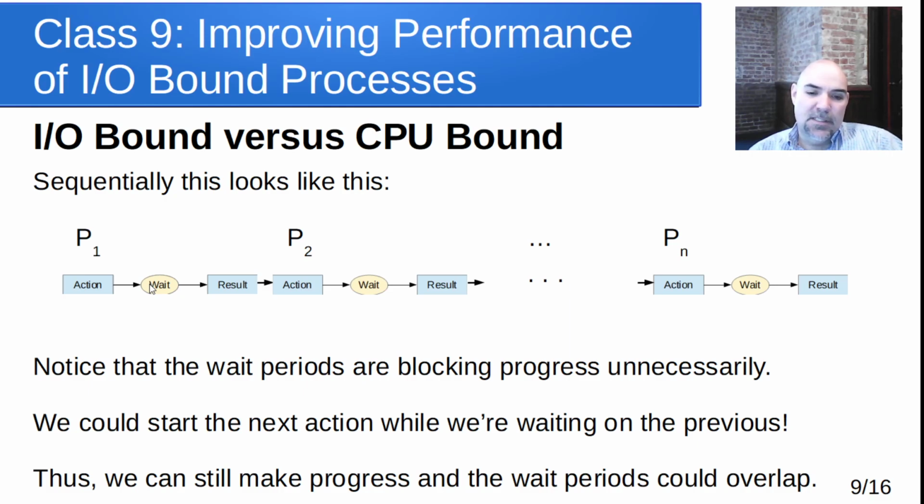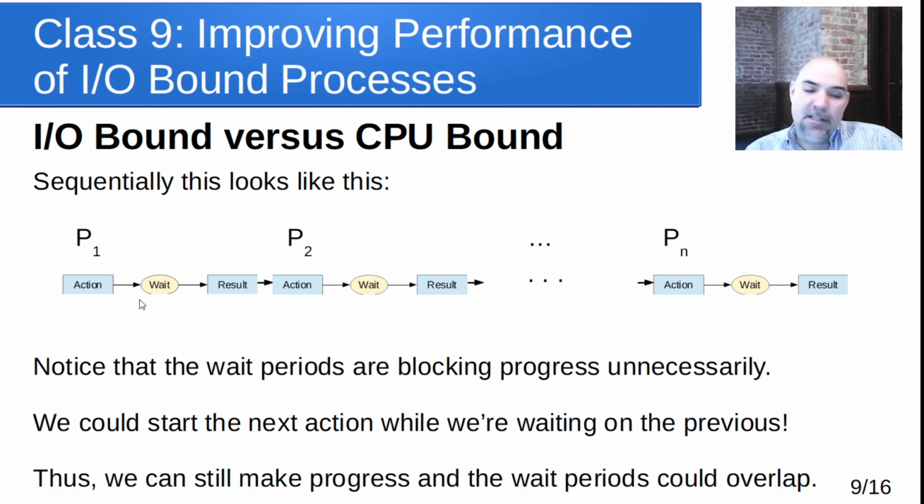So the question is, what if we started the action for P2 while we're waiting for P1? So in other words, you say start P1. Oh, there's a wait period. While I'm waiting, let's start P2. And that has a wait period. And then we'll start as many of them as we can. We'll have a wait period. And then whichever one gets done first, we'll get the result from that one.